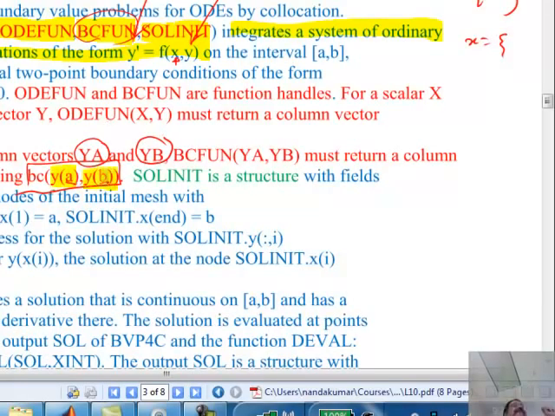Okay, so we go to MATLAB. And what was that called? FinBC. Okay. Thank you. FinBC. How would I test that? What number?